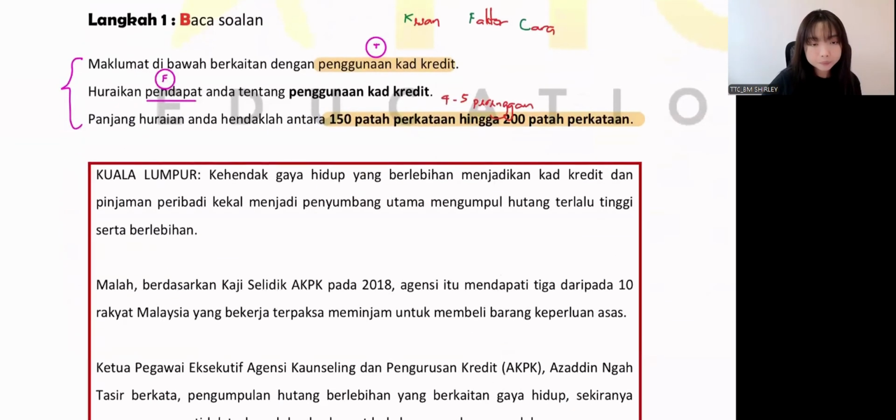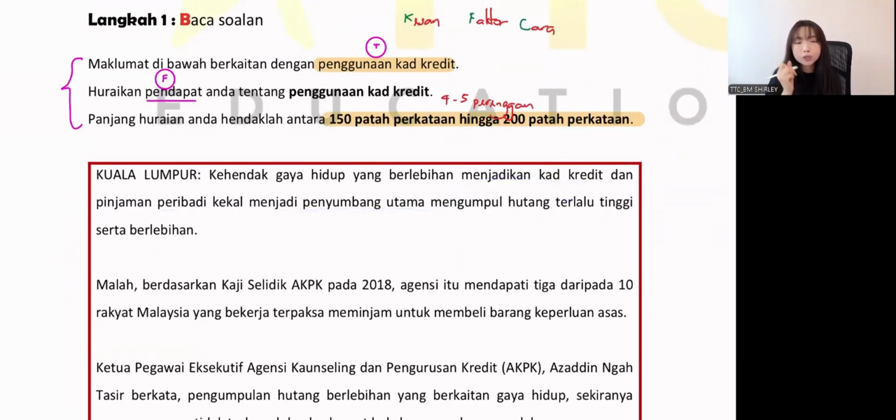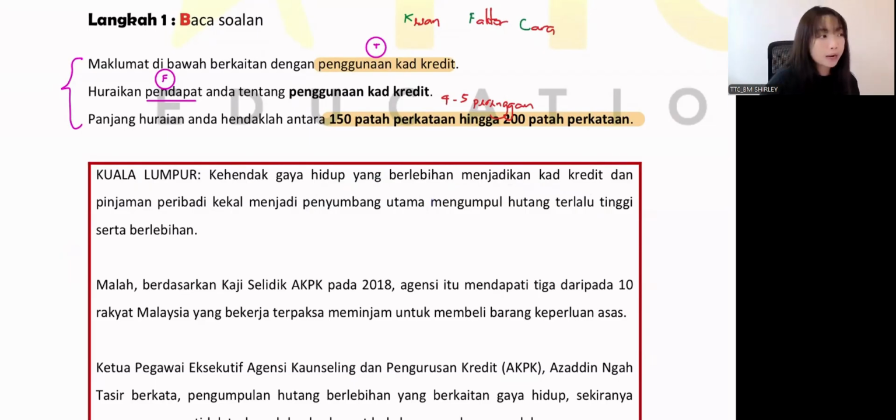So let's say for example, this is a news item because it's Kuala Lumpur. Kehendak gaya hidup yang berlebihan menjadikan kad kredit dan pinjaman peribadi kekal menjadi penyumbang utama mengumpul hutang terlalu tinggi serta berlebihan. So in this one, it's like an introduction telling you that due to the lifestyle right now, the overspending lifestyle, it causes credit cards and personal loans to become the main contributors of accumulation of debt. So that's why people will have all the debt to pay because of the kehendak gaya hidup yang berlebihan. It's just an introduction about the lifestyle nowadays.